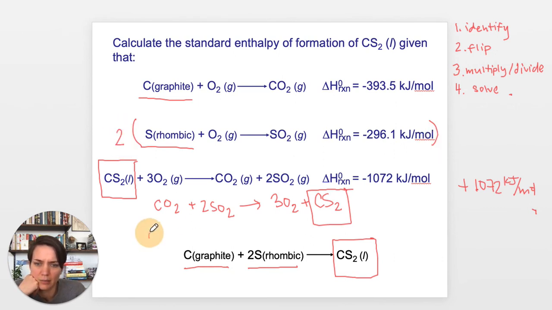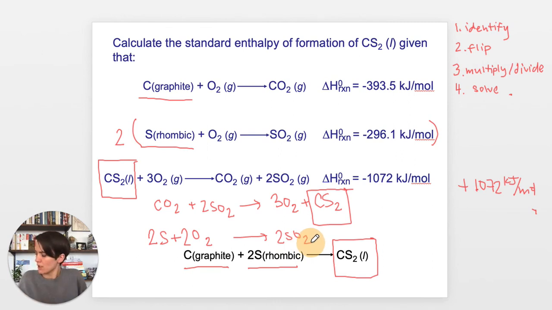All right, so that gives me my 2S plus 2O2 going to 2SO2. Because I multiplied my equation, I need to make sure that that is done to my delta H of reaction value too. So that's negative 296.1 times 2, which is going to be negative 592.2. And there's no manipulation that I needed to do with my first equation, so I can just leave that as it is.